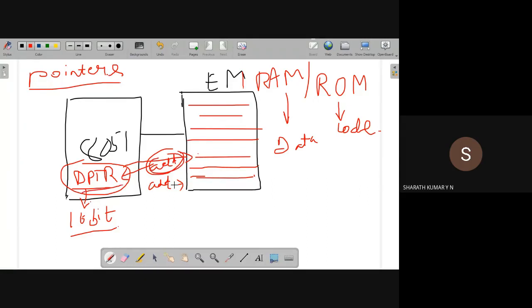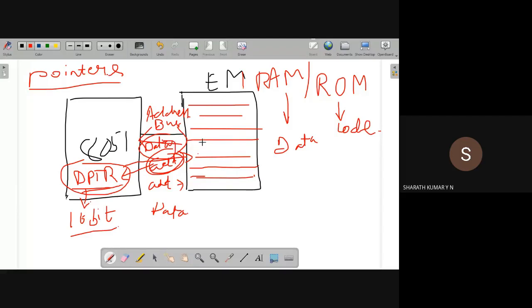So the data pointer register is used to access a particular location in external memory, because its address is stored in the DPTR register. Now, address and data lines have to be carried through separate buses called the address bus and the data bus.